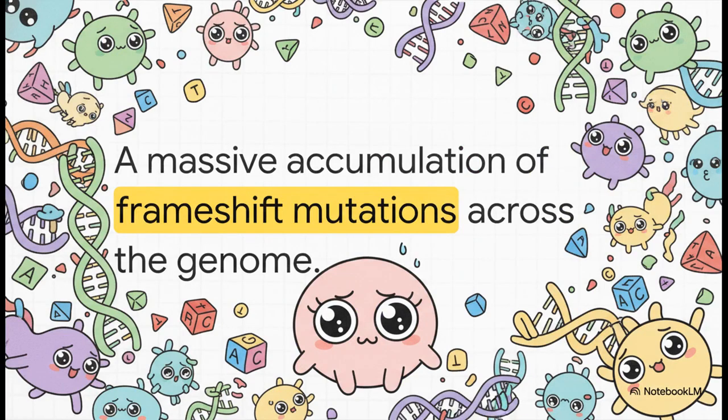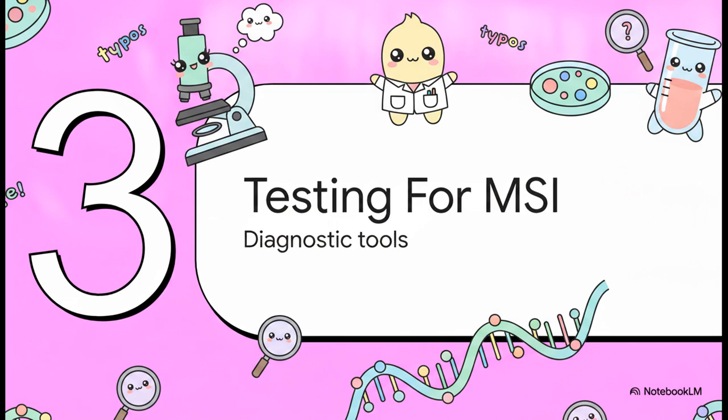The crucial takeaway here is that this total lack of proofreading creates a hyper-mutable state. We are talking about a massive, overwhelming accumulation of frame-shift mutations across the entire genome. And that right there is the defining biological hallmark of microsatellite instability. It is pure molecular chaos. Which brings us to part 3, how we test for MSI.